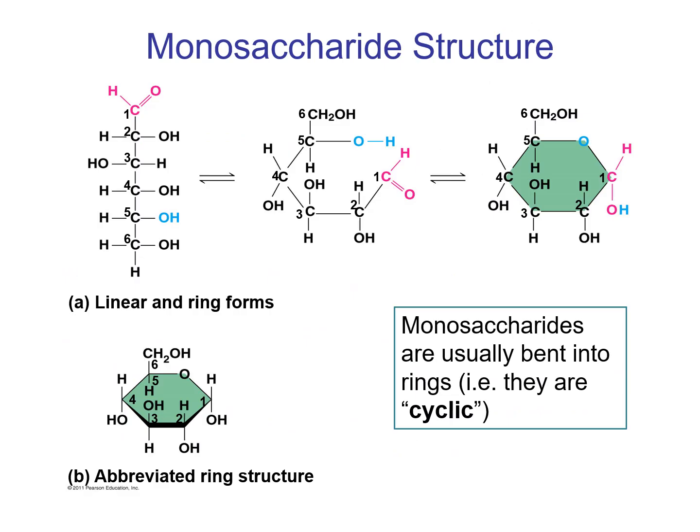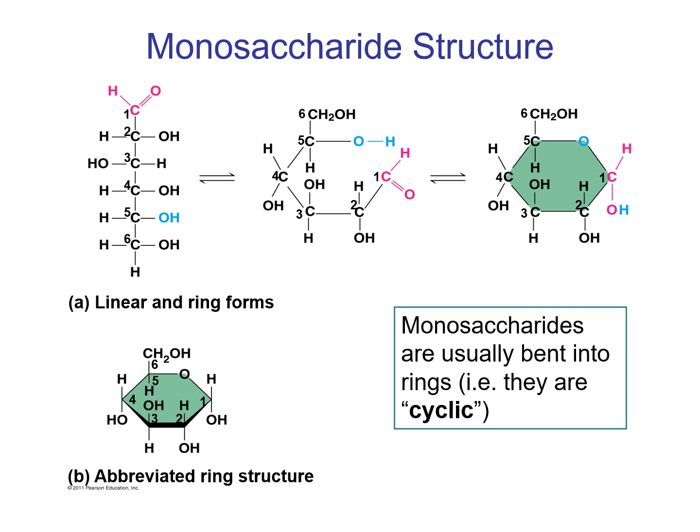So monosaccharides can exist in a straight or linear form, but generally they're bent into a ring. Notice on the first diagram there on the left, we've got the linear form, and notice that the carbons are numbered 1, 2, 3, 4, 5, 6, starting with the carboxyl. We won't talk about that in too much detail, but if you're wondering when you see these diagrams what the numbers mean, that's what they mean.